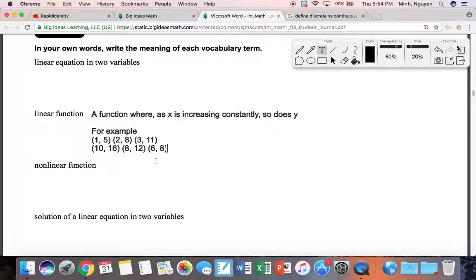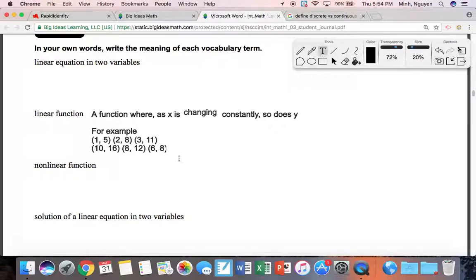So even though the definition for linear function says as x is increasing constantly, really that should say changing. So I will fix that here. Changing. It doesn't have to be increasing, it could be decreasing as well.